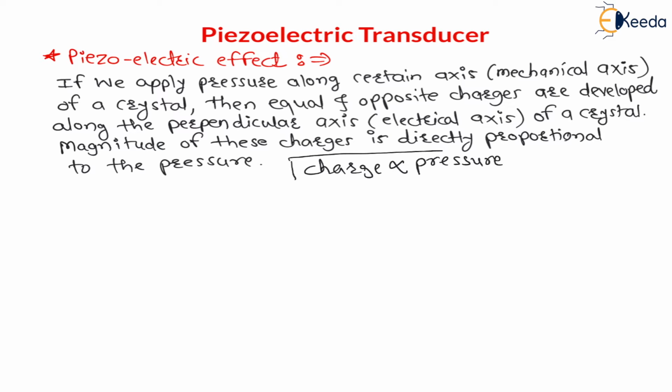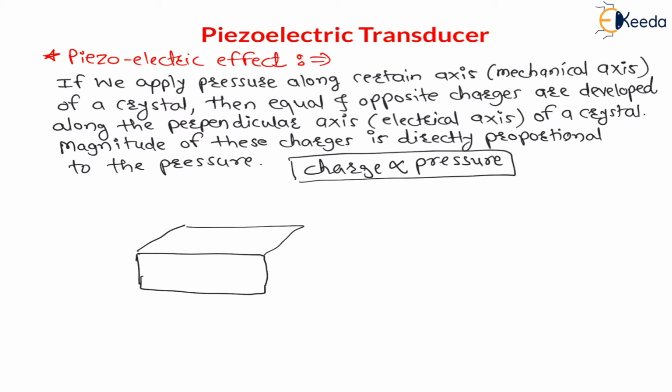So my dear students, let us understand diagrammatically. Let us say I consider a 3D diagram, this is my three-dimensional crystal. Now let me show all three axes, right? Here, along this y-axis, if I apply pressure, the pressure is always compressive, therefore the pressure is applied like this. Along the y-axis we are applying the pressure.